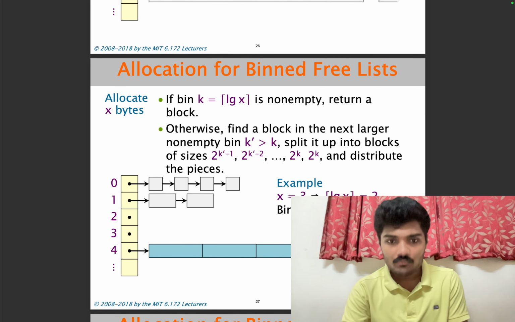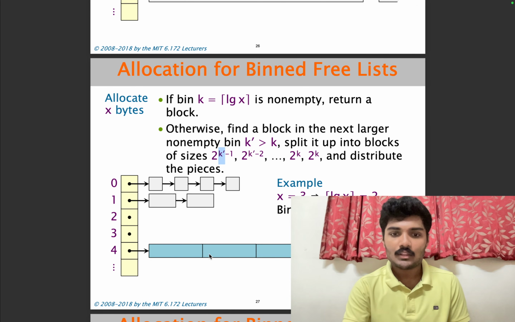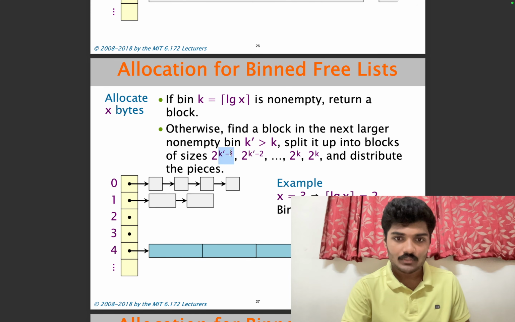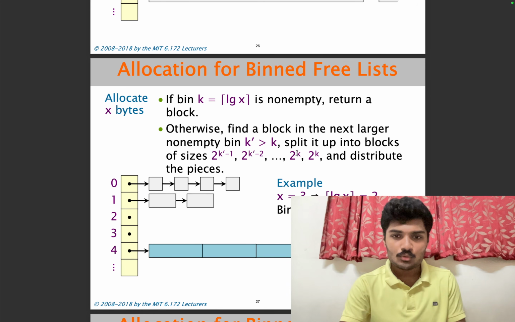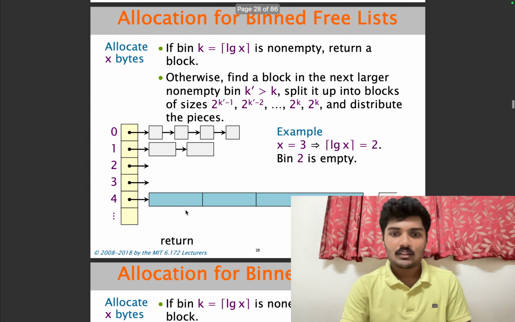So this 16 will be broken into 2 to the power 4, which is k, minus 1, which is 3. So we'll break it into 8, we'll break it into 4, and we'll break it into another 4. You getting me? So we'll break it into 2 to the power k minus 1, which is 4 minus 1, which is 3, 2 to the power 3. So it will be broken down into 8 blocks. Then it will be broken down until it's 2 to the power k. So this is what it looks like.